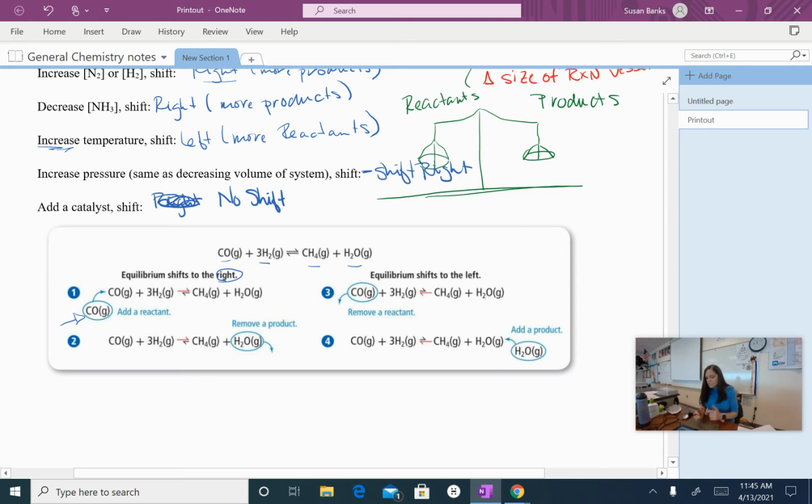Okay? If I want to shift left, I'm going to remove a reactant, which takes some of the reactants out, makes that reactant side over here really light. So I'm going to have to make more reactants and shift left to make that heavy again. Or I can add a product, which makes the product side really heavy once again, and I have to shift to the left to make more reactants. So using this scale or this balance idea really helps me understand what's going on.